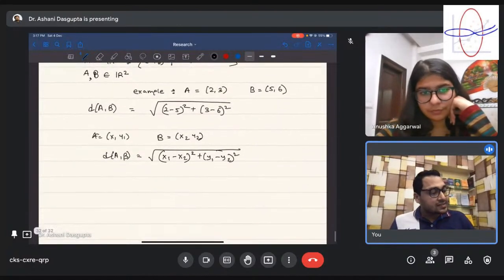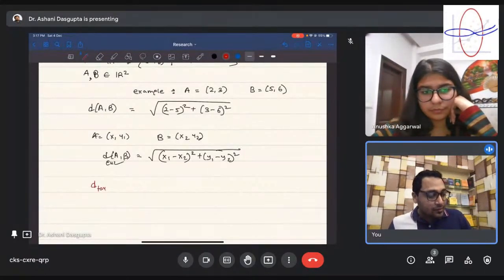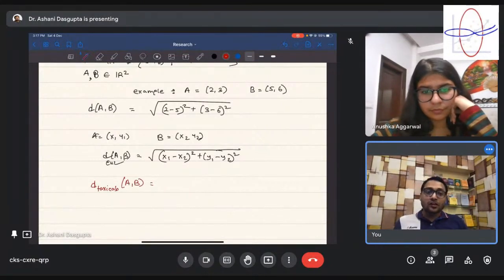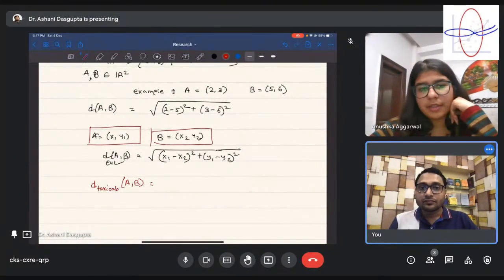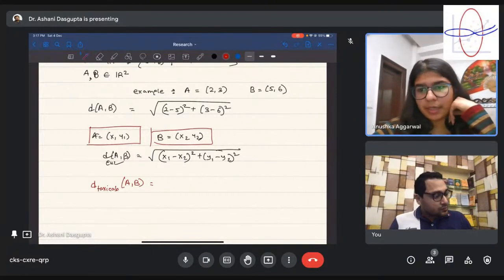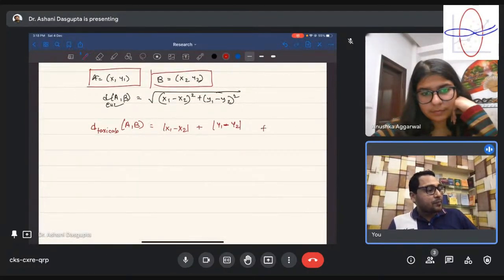So this is known as the D Euclidean, or the Euclidean metric. But last day we talked about another, different metric, right? Another formula, D taxicab, of A comma B. Do you remember the formula? If the input is still (x1, y1) and (x2, y2), what was the formula? Modulus of x1 minus x2 plus modulus of y1 minus y2. So this is known as the taxicab metric.